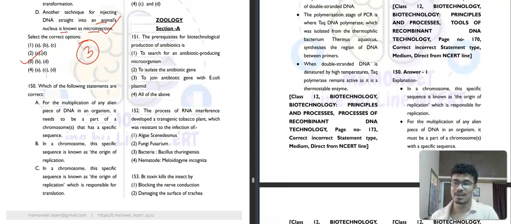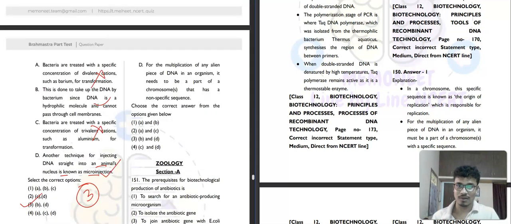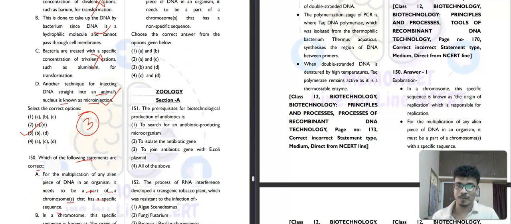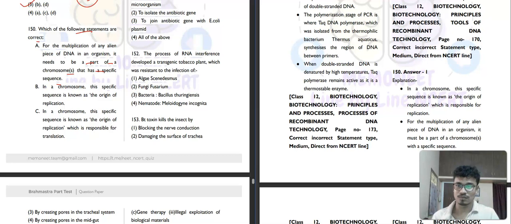It is asking which of the following statements is correct. For the multiplication of any alien piece of DNA in an organism, it needs to be a part of a chromosome that has a specific sequence. Okay, so let me see. This one is the correct one actually. Then in a chromosome, this specific sequence is known as the origin of replication.